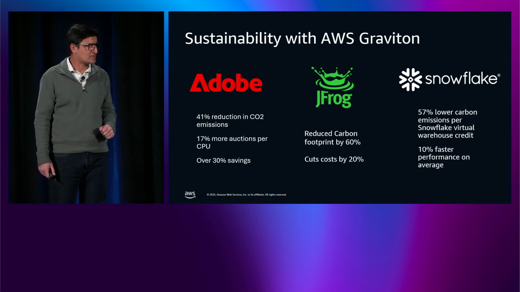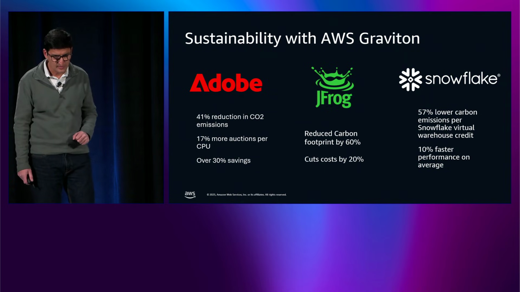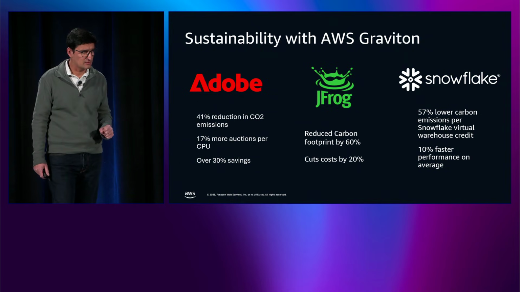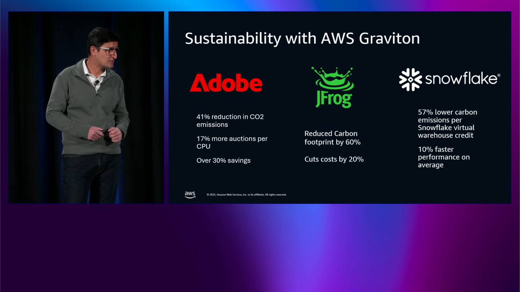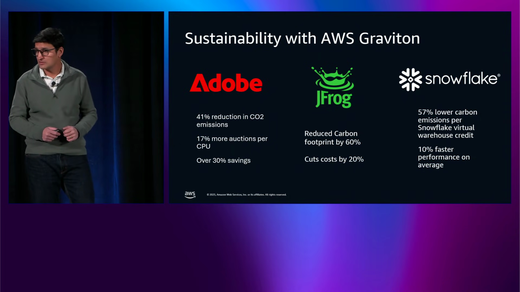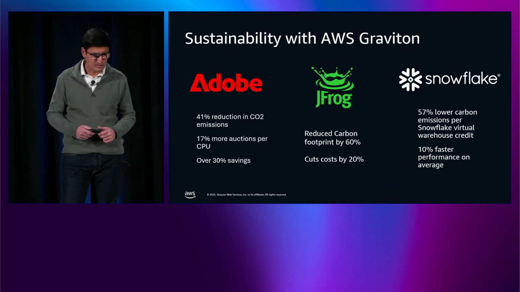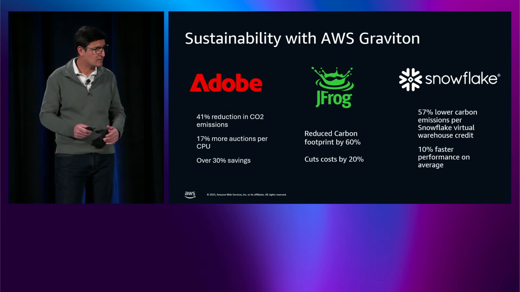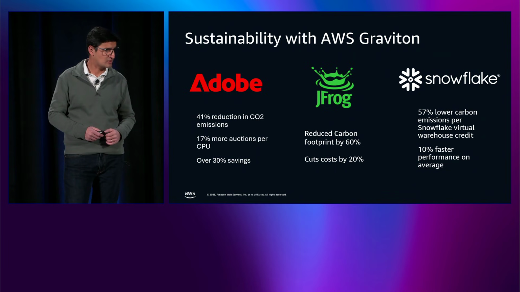Another reason that customers select Graviton is to lower their carbon footprint, while also getting the benefit of performance and cost. Adobe saw a 41% reduction in CO2 emissions. JFrog reduced their carbon footprint by 60%. And Snowflake lowered by 57% their carbon emissions per Snowflake virtual warehouse credit. And all of this combined with performance improvements as well as cost efficiencies.